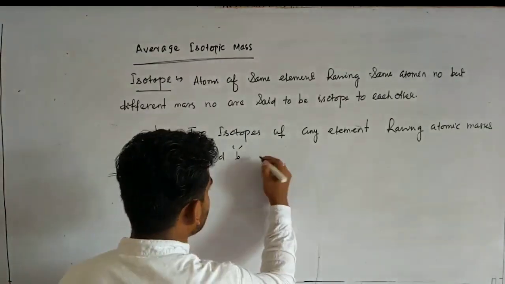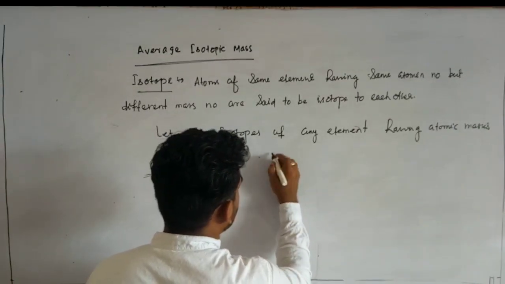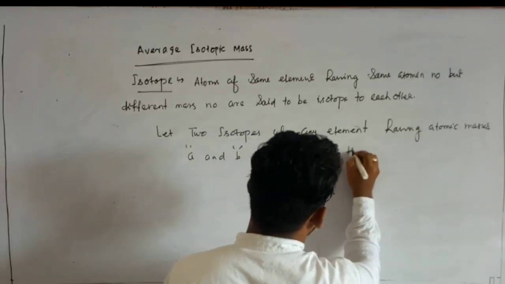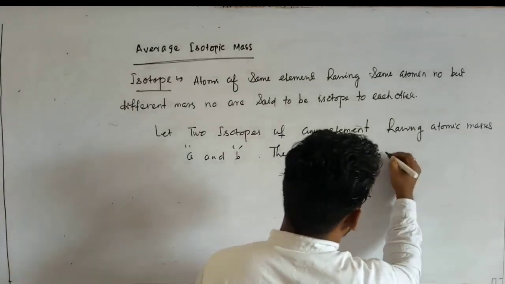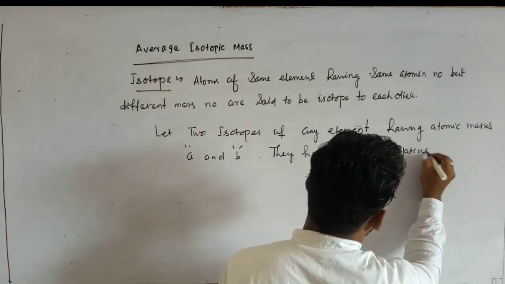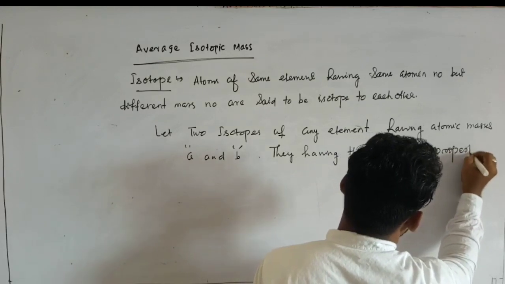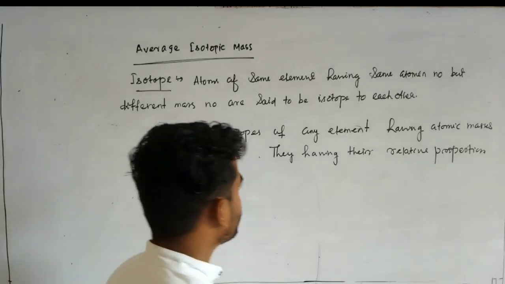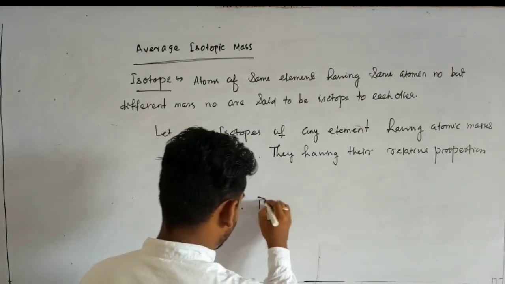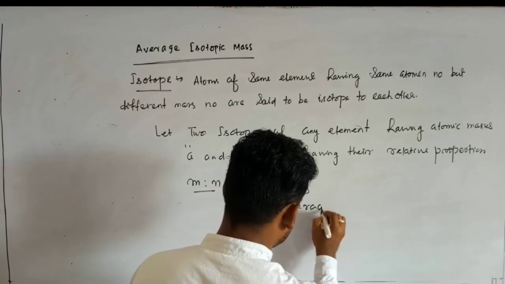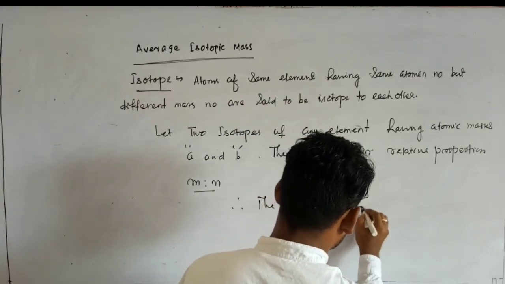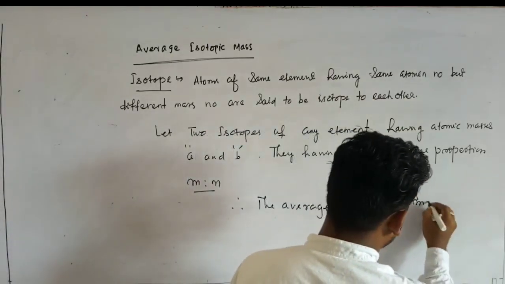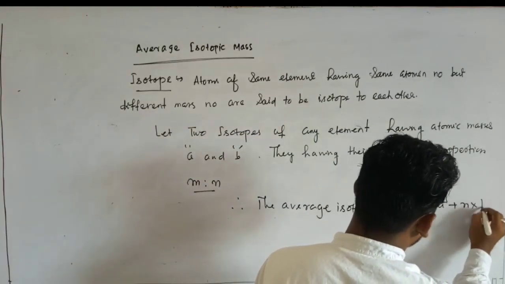They have a relative proportion m:n. Then the average isotopic mass, the formula, will be equal to m into A plus n into B divided by m plus n.